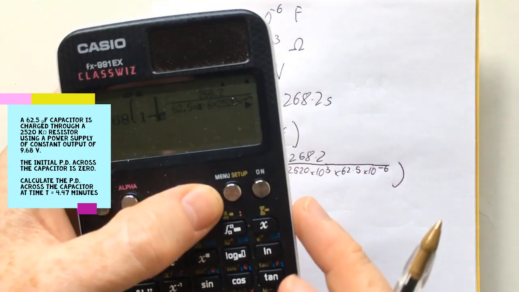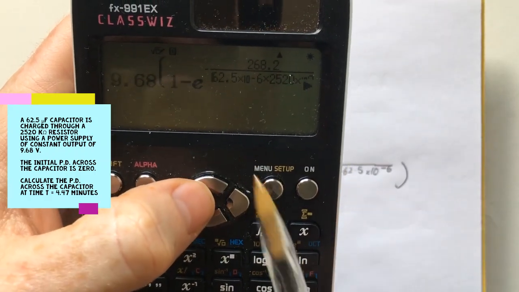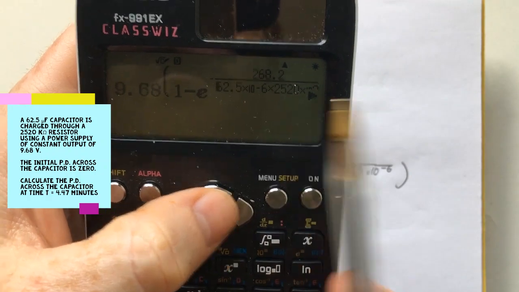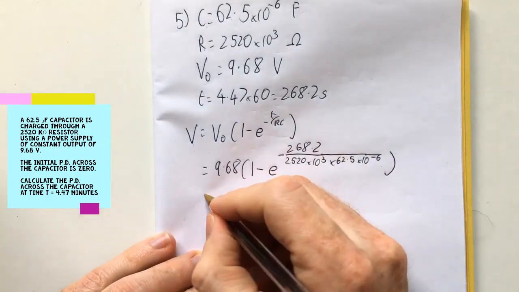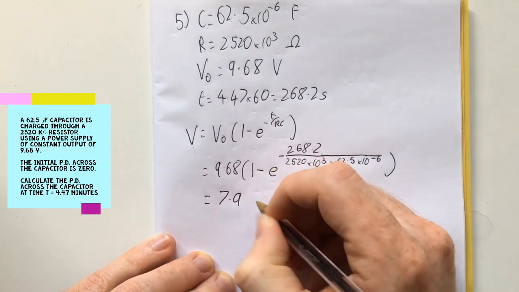And then I've got everything else in the power of E. So I've got T on top here, and I've got the capacitance and I've got the resistance. And when I stick all of that in and I press equals, the answer comes out as 7.9 volts.